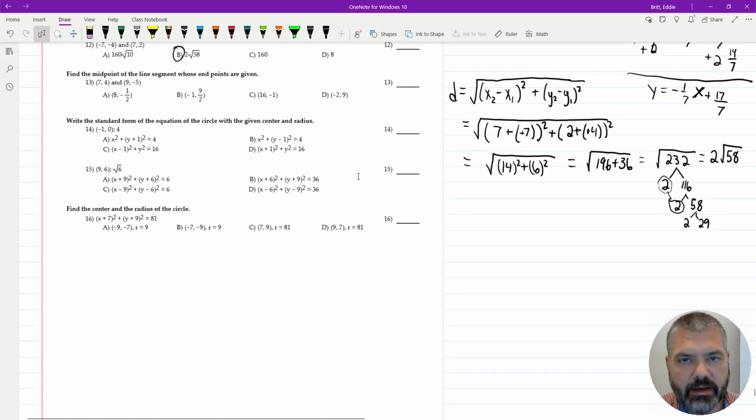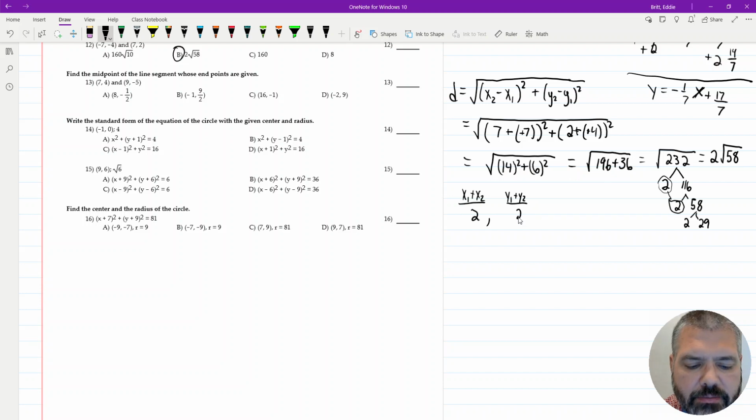Now, midpoint is actually one of the easier problems. Whenever you find the midpoint between 2 points, you're really just finding the average. You're finding that point right in the middle. So for midpoint, what you do is you add your x's together and divide by 2, and then add your y's together and divide by 2. And that'll give you your midpoint.